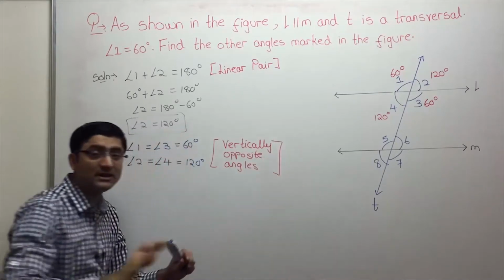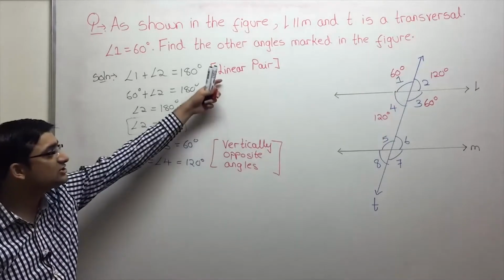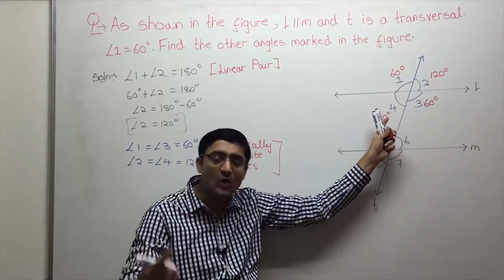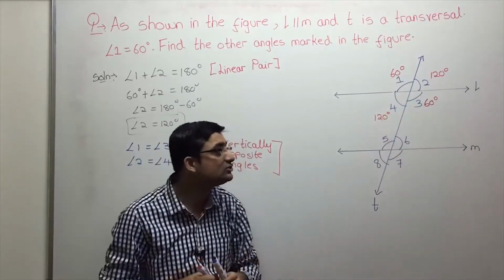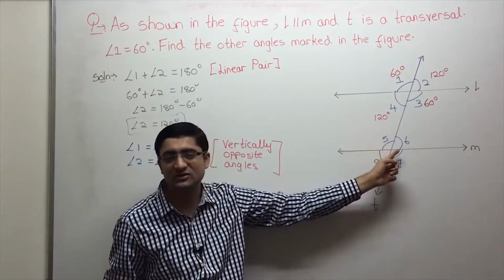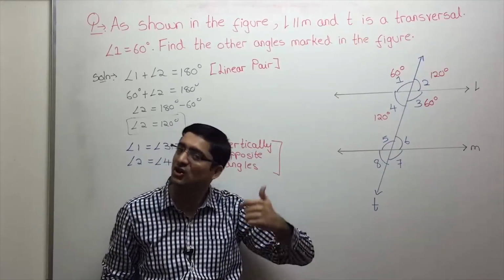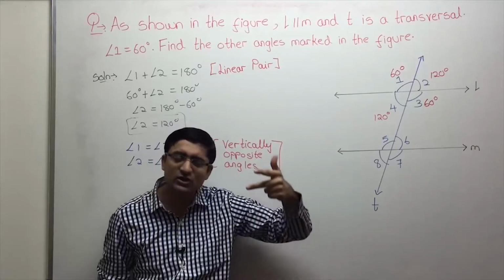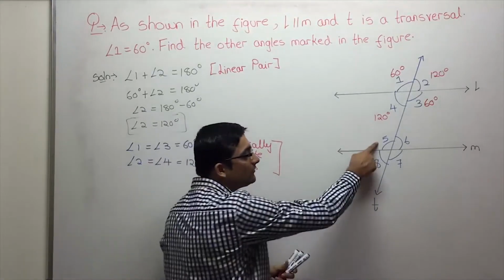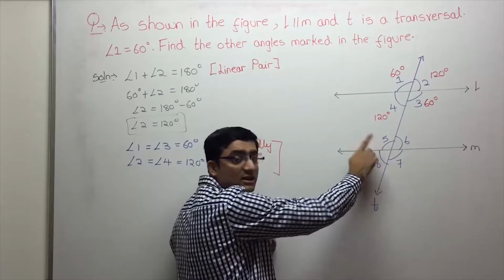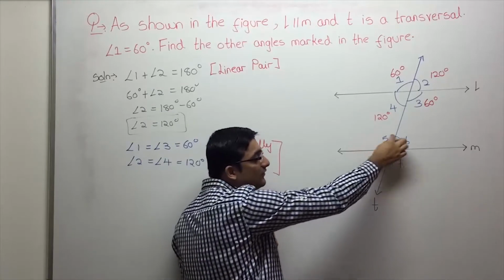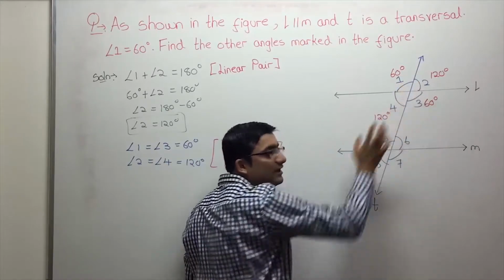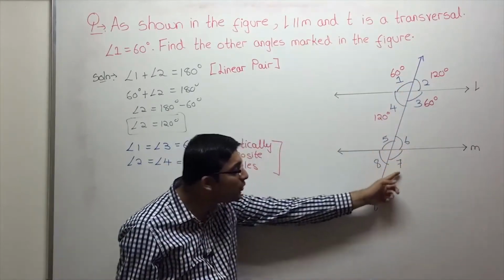So far I have not even applied the parallel lines and transversal concept. Just linear pair and vertically opposite angles, and we have found these 4 angles. Now we have to apply the parallel lines concept. So we know whenever we have two parallel lines and a transversal, corresponding angles are equal, alternate angles are equal, and interior angles on the same side of the transversal are supplementary. So you can use any of these 3 concepts to get one of these angles. Remember, whenever two lines intersect, you get 4 angles. If you know any one angle, you can get the remaining 3. How? Linear pair and vertically opposite. So all I want is one of these angles.